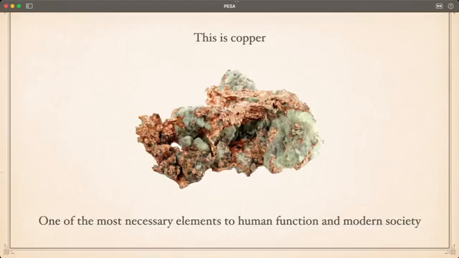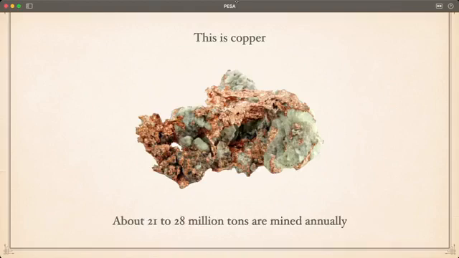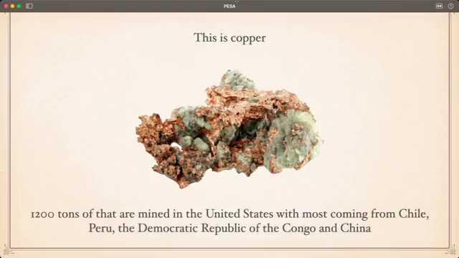One of the most necessary elements to human function in modern society, copper obviously has a huge role in man's history. Now, about 21 to 28 million tons are mined annually. I found a pretty big range in the numbers that I looked up, and 1,200 tons of that are mined in the United States. The other top countries are, with the most coming from Chile, then next you have Peru, the Democratic Republic of the Congo, and then China as well for the top five.